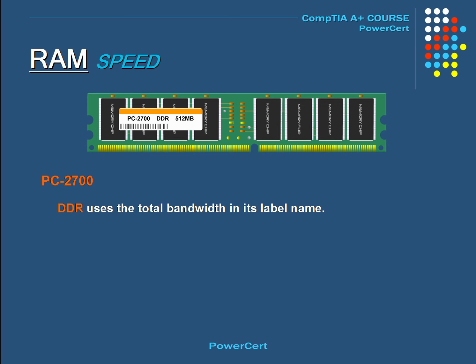The clock speed for PC2700 is 333 MHz. So 333 MHz times 8 bytes is rounded off to 2700 megabytes per second, which is where we get the name PC2700.